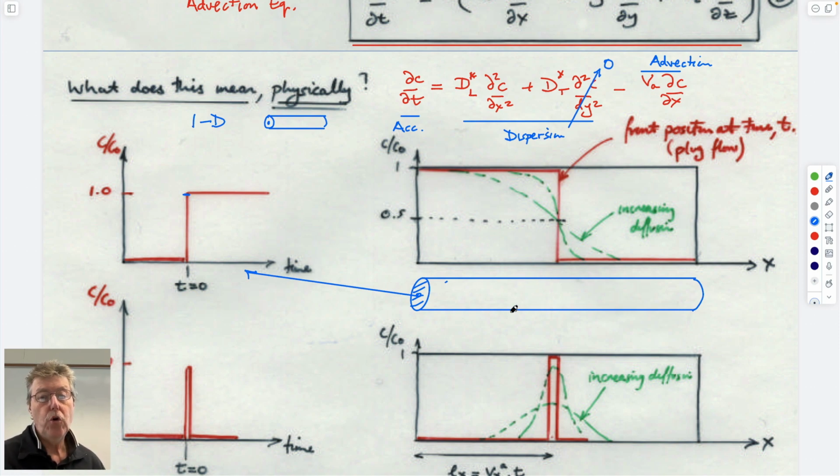If we then look at the core, if we could imagine seeing through it, the plume as it goes through the core, after some amount of time, if it's plug flow, it would look like this with the red line. Concentration would be 1 upstream of the front, it would be 0 downstream of the front, and it would still be waiting to arrive.